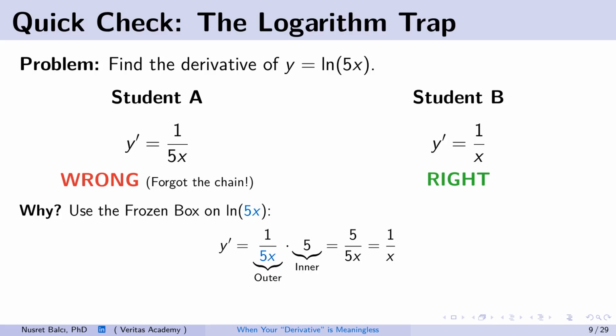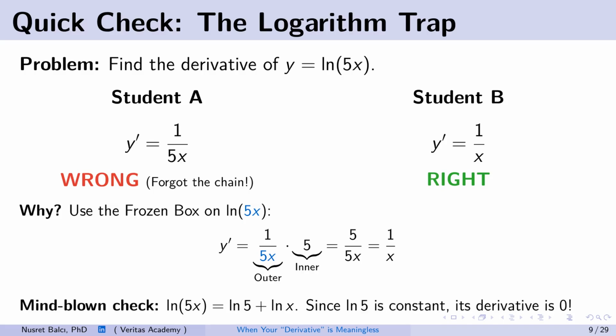Here is the logic. We treat 5x as a single frozen block. The derivative of the outer log function is simply 1 over the block. But we cannot stop there. We must pay the chain rule tax. We multiply by the derivative of the inside block. The derivative of 5x is 5. The 5 on top cancels the 5 on the bottom, leaving us with 1 over x.